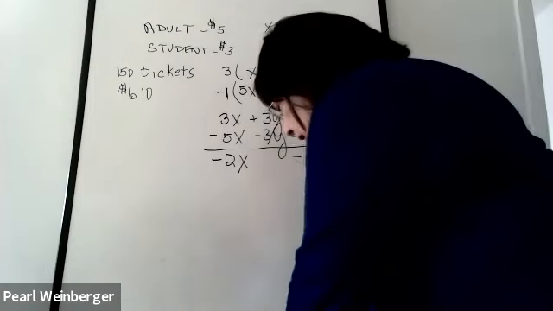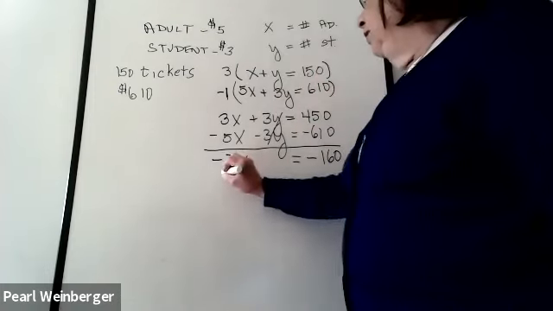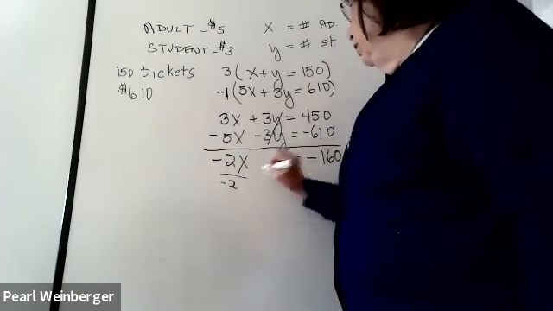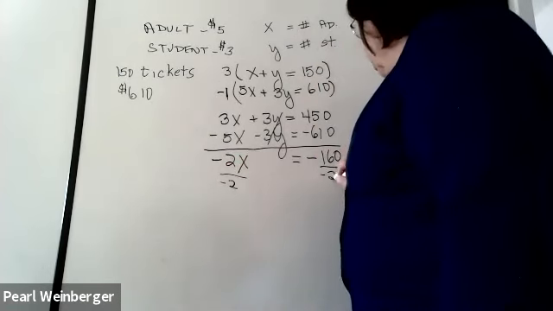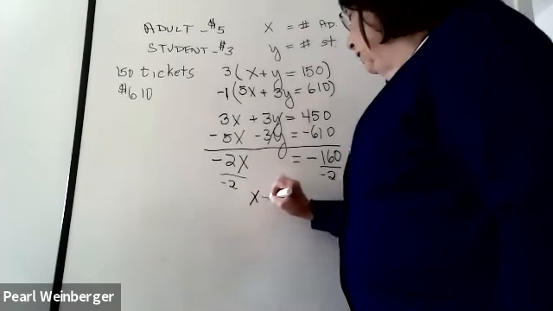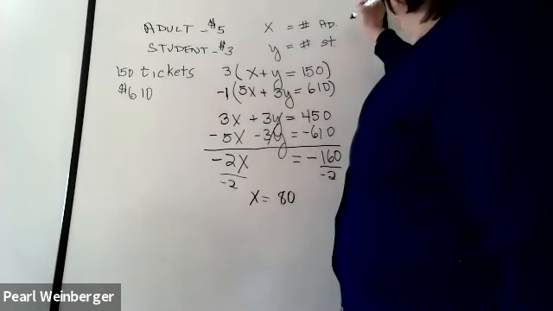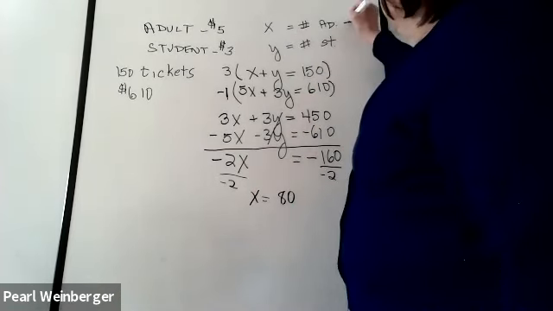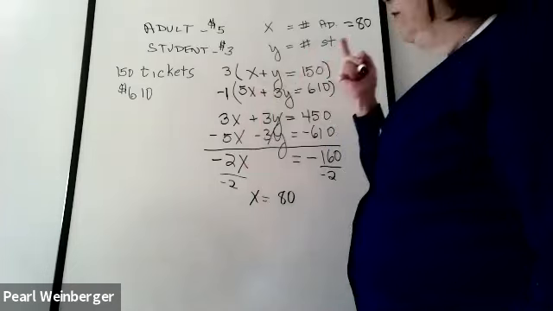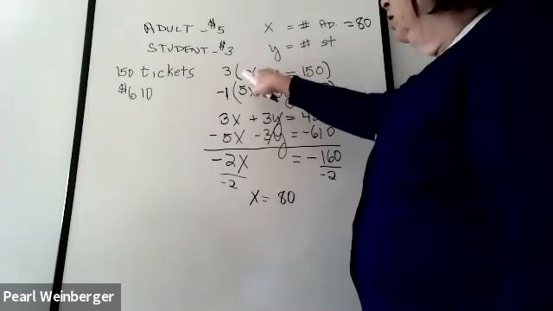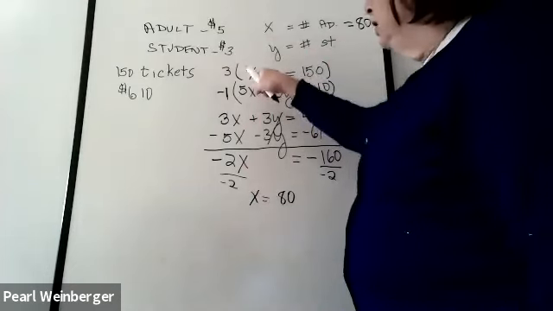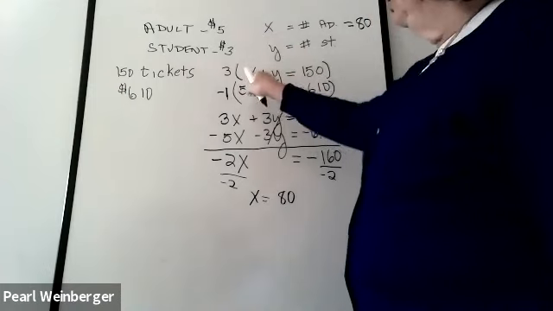I'm going to take out my calculator now. I'm going to divide both of these by negative 2. And that gives me x equals 80. X is how many adult tickets were sold. 80 adult tickets were sold. Now, how do I figure out what the student tickets were? I go back to one of my original equations. I'll go back to this one right at the front.